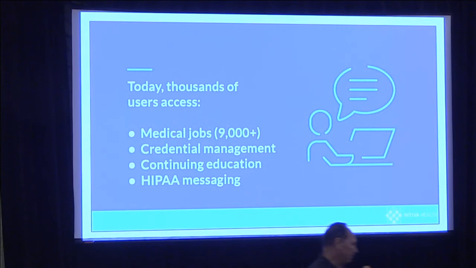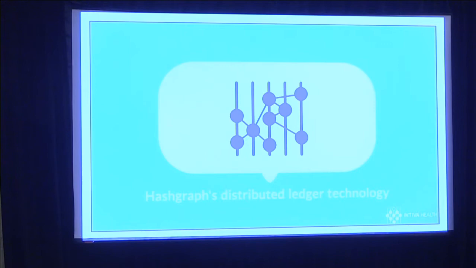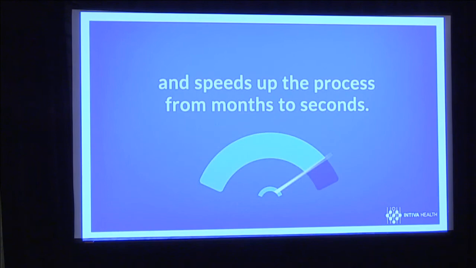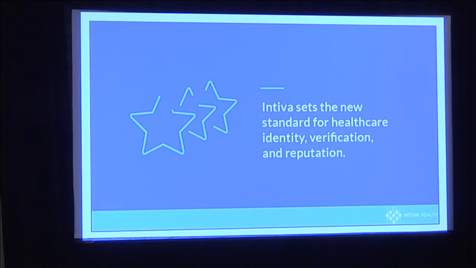The Hashgraph distributed ledger technology, if you haven't heard about it yet, is 50,000 times faster than blockchain. You can read the proofs. This allows us to achieve secure, instantaneous credential verification, a process currently taking months in most cases, to now seconds. Intiva sets the new standard for healthcare identity, verification, and reputation.